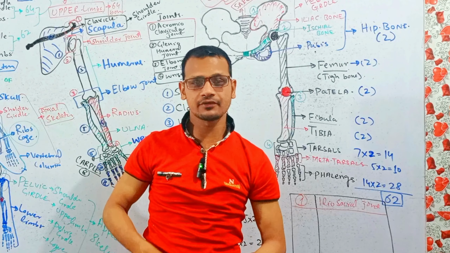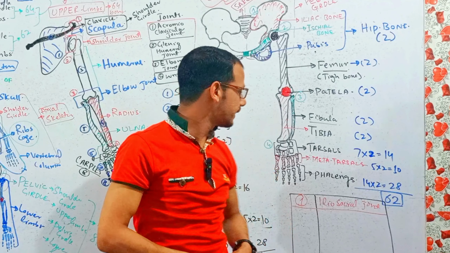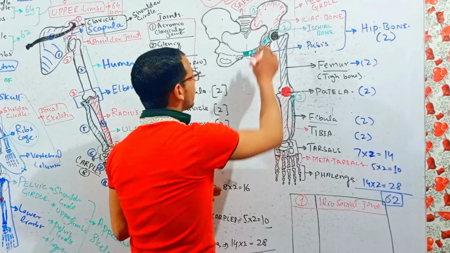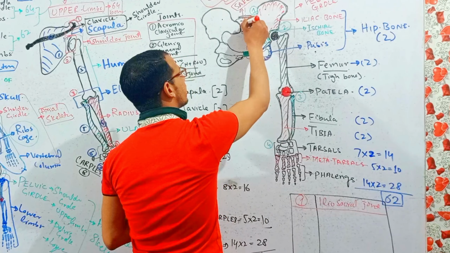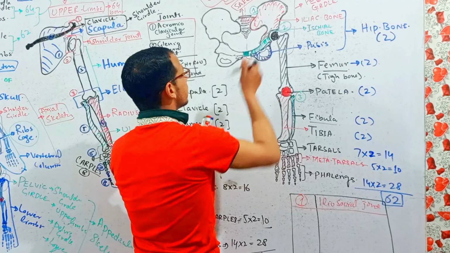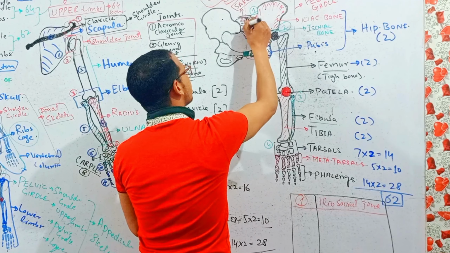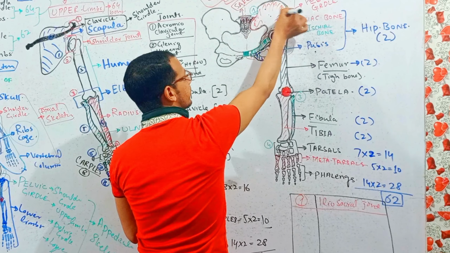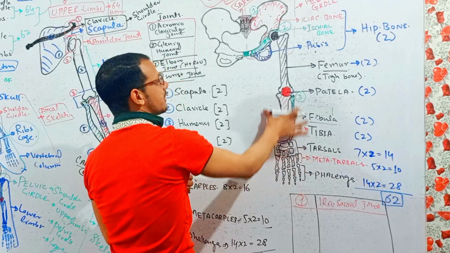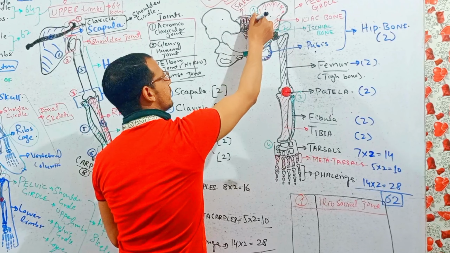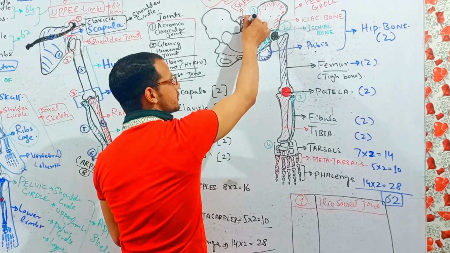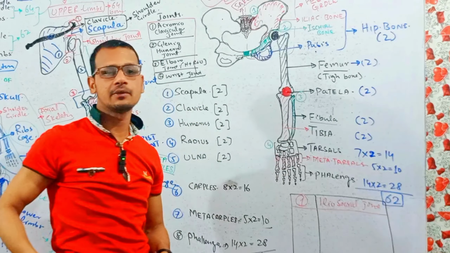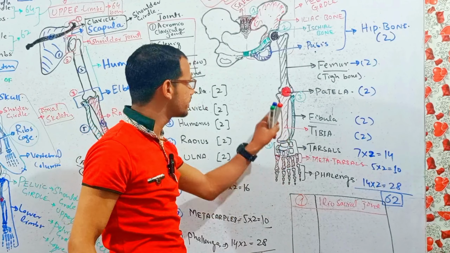it transfers the weight from the appendicular skeleton to the axial skeleton, right? For example, I am shading this in black. This is the part of the axial skeleton, which is the sacrum, the part of the vertebral column, and this iliac bone is the part of the lower limb, the appendicular skeleton. So the joint between these two is called the iliosacral joint, and this is the joint where the axial and appendicular skeleton join each other.